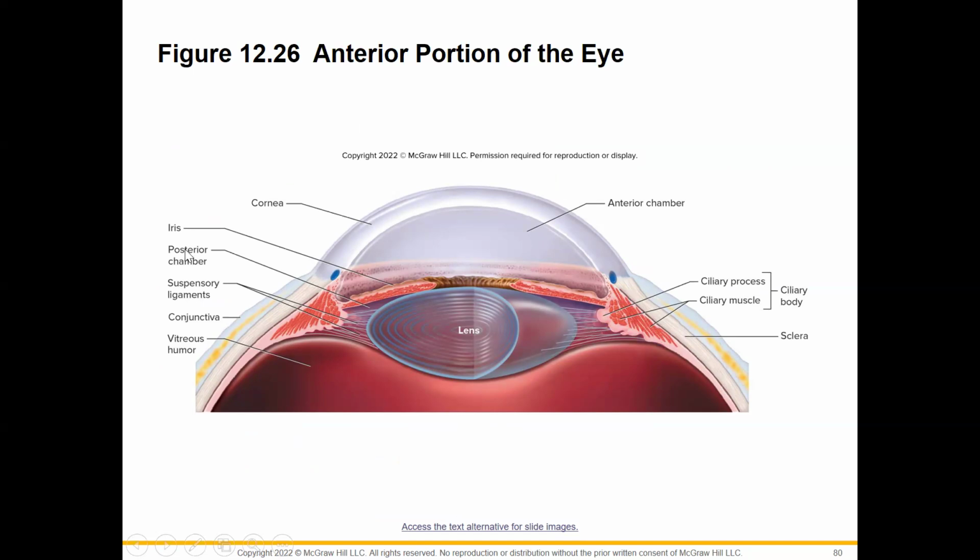So you see here it talks about the posterior chamber. That is this portion. Remember I said the anterior cavity is the cavity that sits anterior to the lens. You have a posterior chamber and an anterior chamber of the anterior cavity. The anterior chamber is in front of the iris, or anterior to the iris. The posterior chamber is posterior to the iris.